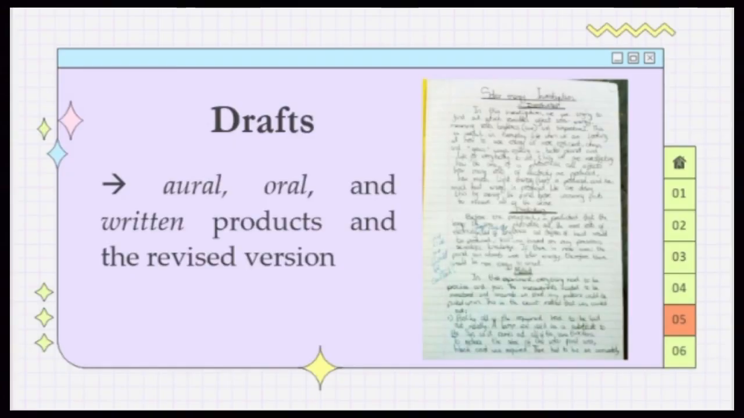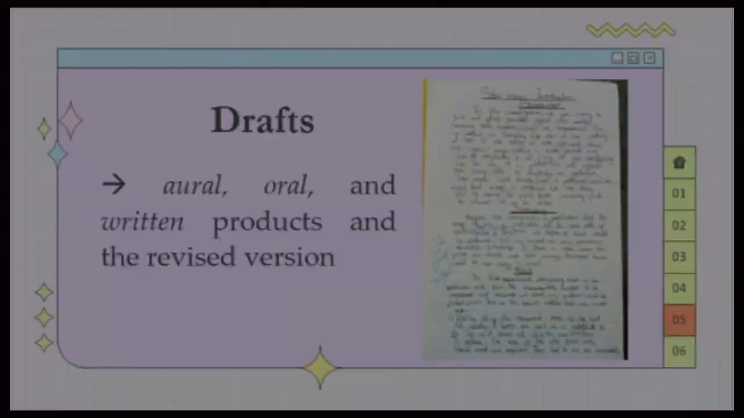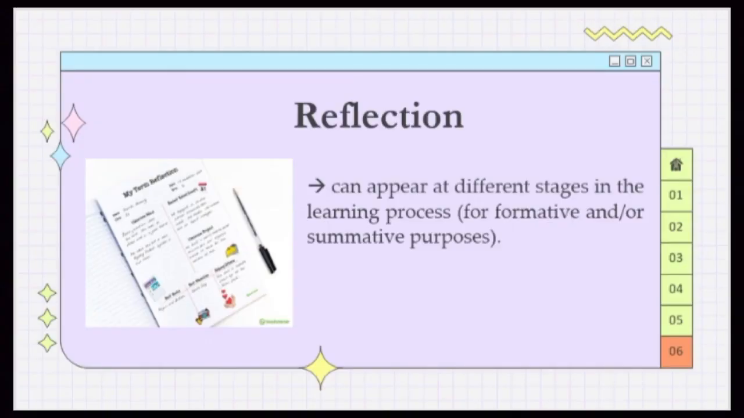Fifth element is the drafts. Drafts of oral and written products and the revised version of the student's work. The teachers will check the output of the students, and he or she can tell the students if they need to revise or improve it. And the last element is the reflection.